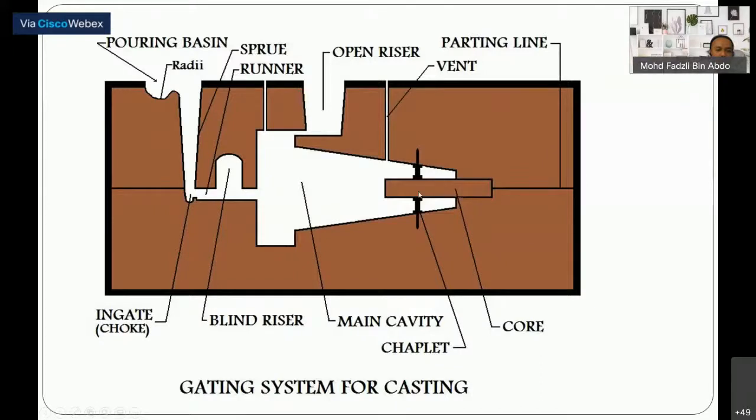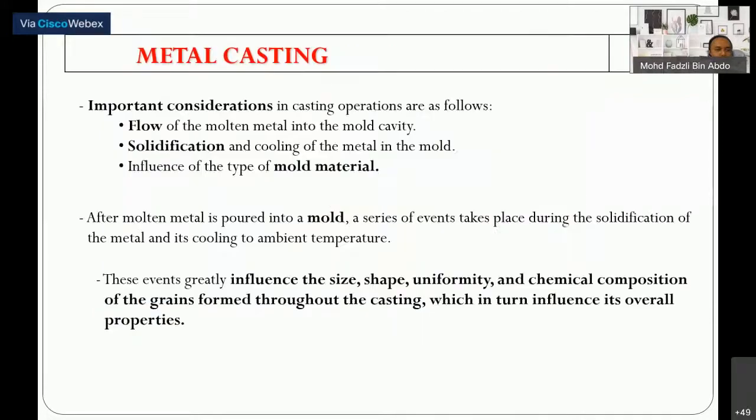And then this is the core. Maksudnya produk ni nanti akan ada lubang. Ni core ni. Ni dia chaplet. Chaplet ni adalah untuk supporting the core. Kalau kita tak ada pin ataupun nama dia chaplet ni, so that core tu akan bending, akan terbend macam ni. Kita nak ada static ni. So that kita kena support by the chaplet. Okay.